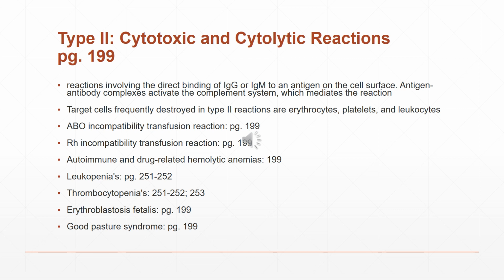Erythroblastosis fetalis, which is found on page 199, is a hemolytic disease of the newborn. And then Goodpasture syndrome, found on 199. Goodpasture syndrome is also known as anti-glomerular basement membrane disease. It is a rare autoimmune disease in which antibodies attack the basement membrane in the lungs and kidneys, leading to bleeding from the lungs and the kidney, and also kidney failure.